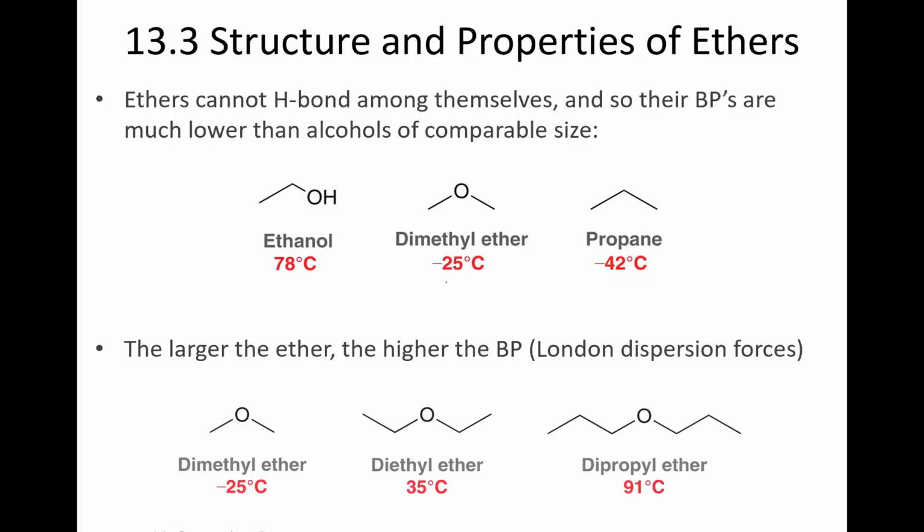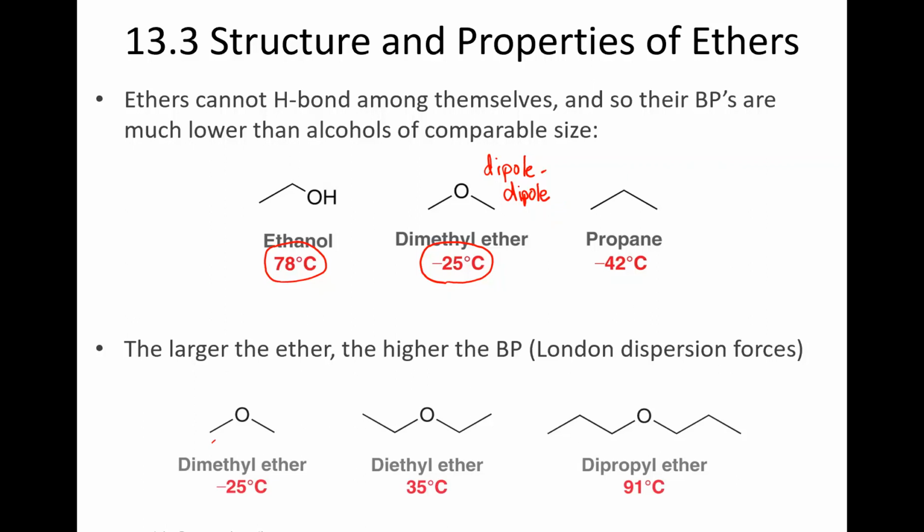If we look at some boiling points, notice that dimethyl ether has a low boiling point. In fact, it's a gas at room temperature, not anything like ethanol, which is a liquid with a relatively high boiling point. And that's because there's no hydrogen bonding going on between two dimethyl ether molecules. And this one relies on a dipole-dipole as its strongest intermolecular force, which is much weaker than a hydrogen bond. So the boiling point is very low.